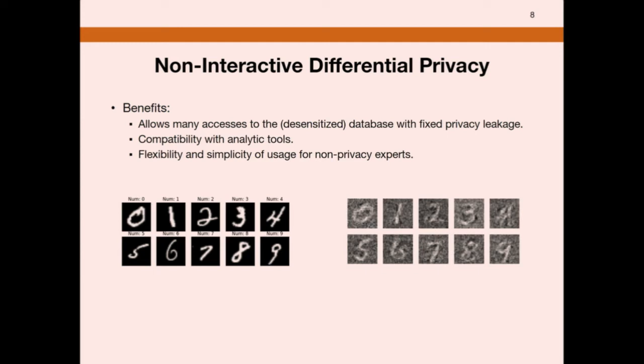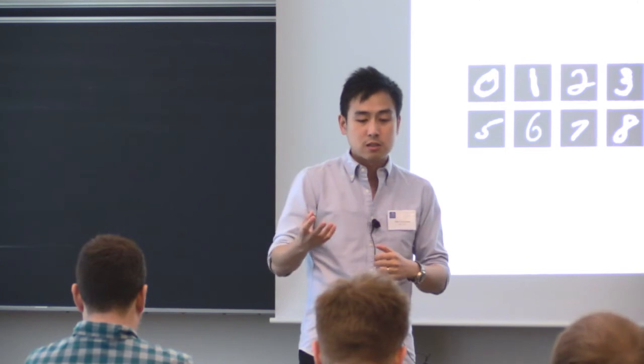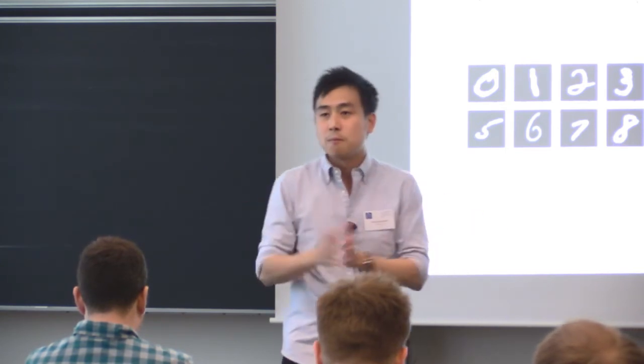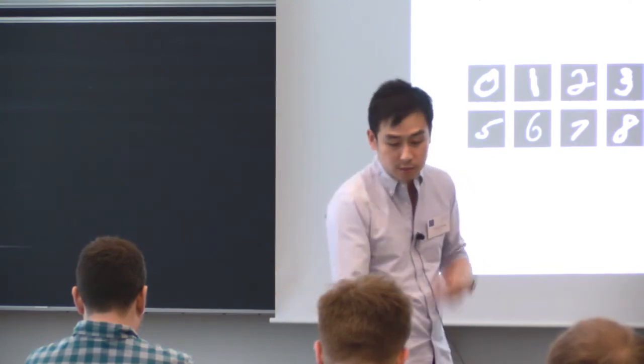Primarily because it has a lot of good benefits. One, it allows many accesses to the desensitized database for a fixed privacy leak. Second, it has better compatibility with analytical tools that a lot of analysts would use. For example, in the figure here, the classic MNIST dataset of digits on the left. On the right, I give an example of how desensitized or synthesized data would look, which data analysts can use as if it were the real database. So it also provides flexibility and simplicity of usage for non-privacy experts. They don't have to know much about differential privacy to use differential privacy.